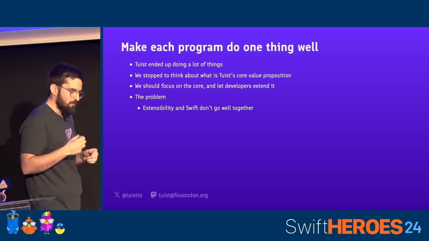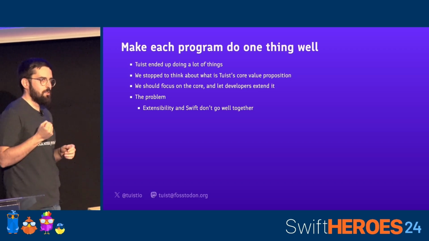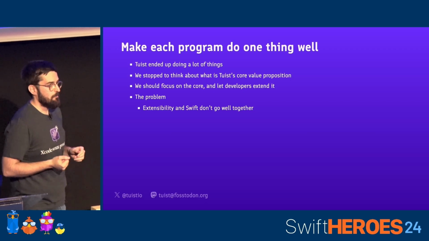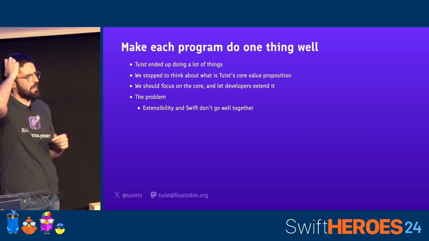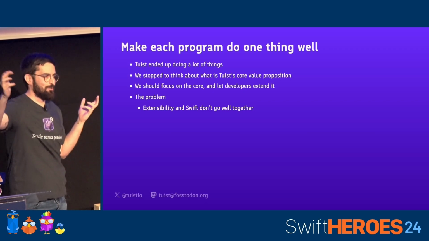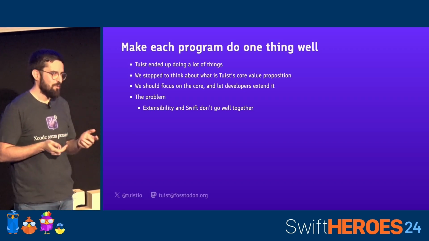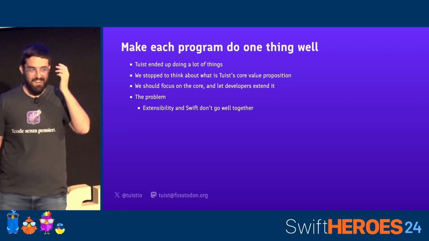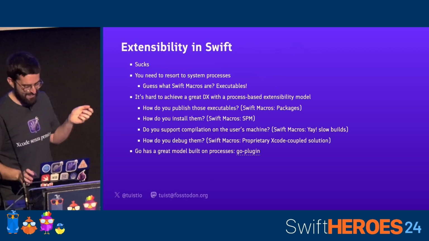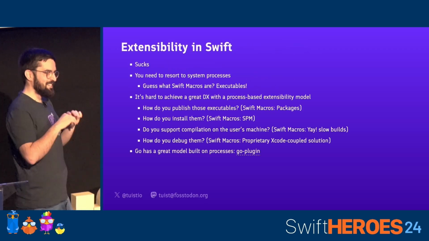A way of solving this, when people are asking you for more, and you're unable to do that, and you don't think it's a good idea for your project, is extensibility. You say, well, I'm not going to do it myself, but you can do it yourself, extend the CLI. And then we get into this thing of, is Swift extensible? It is not. It is really not. So extensibility in Swift sucks.